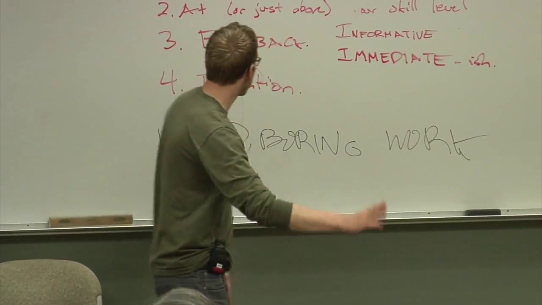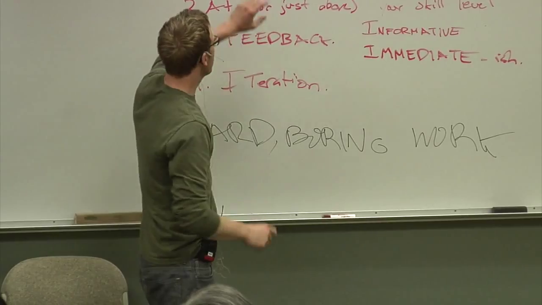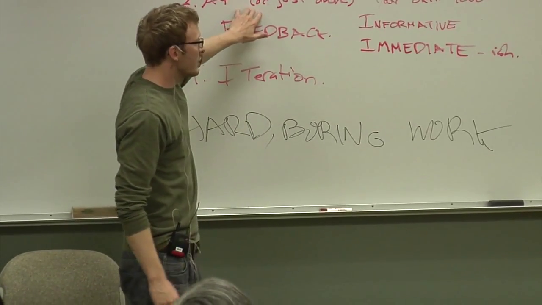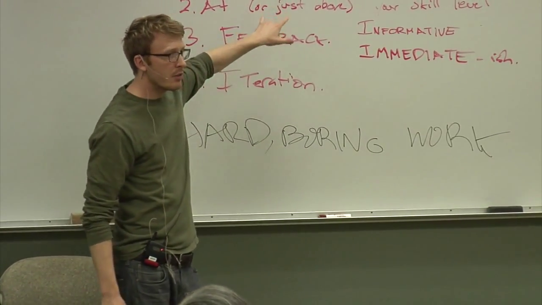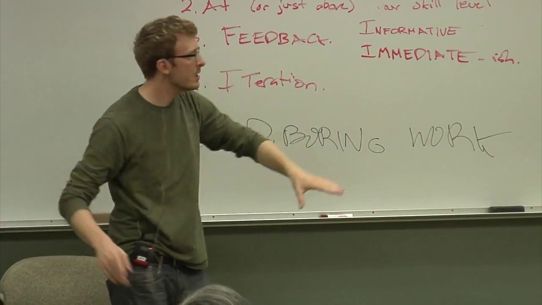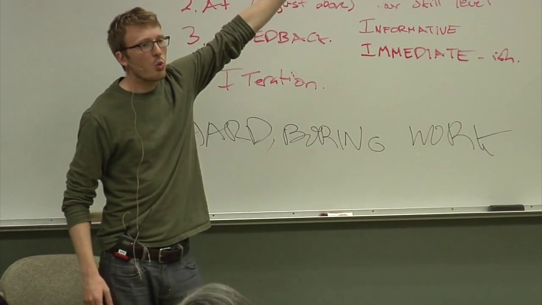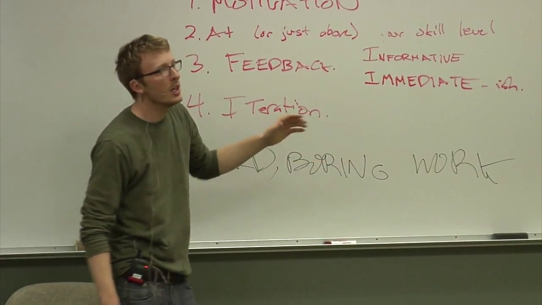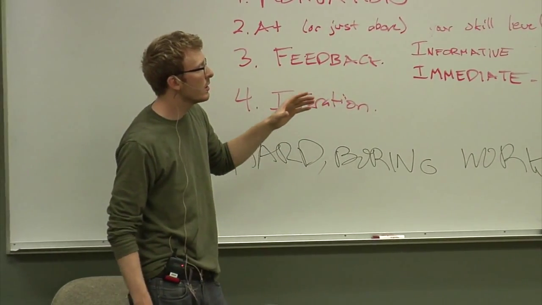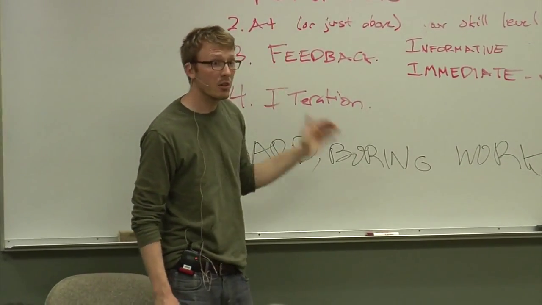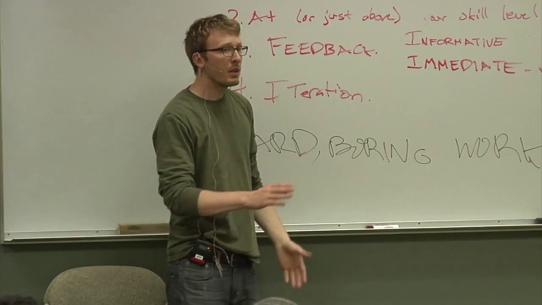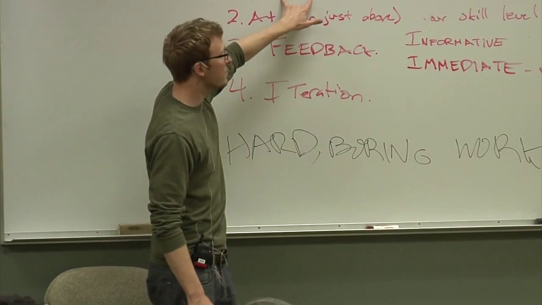All right. So the first one is motivation, and being just above your skill level is something students can figure out for themselves. So here, let me take a big step back. What we want to talk about here is what can you do for your students and what can your students do for themselves. Because again, we're assuming that students have hit the motivation.